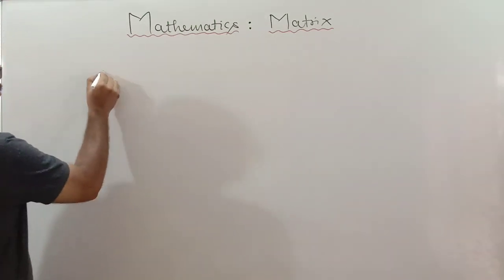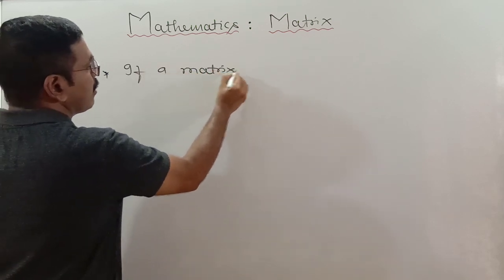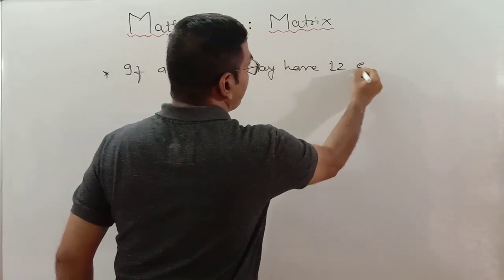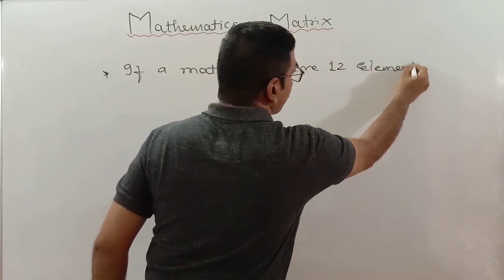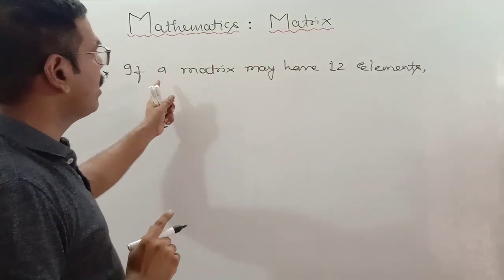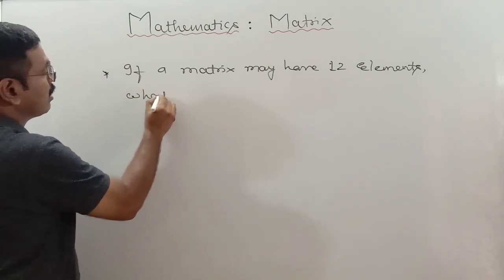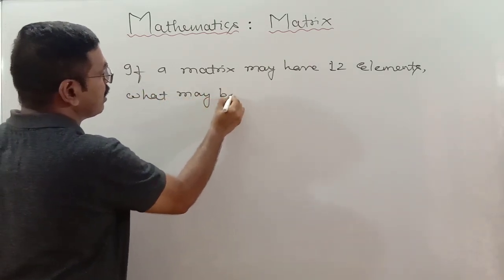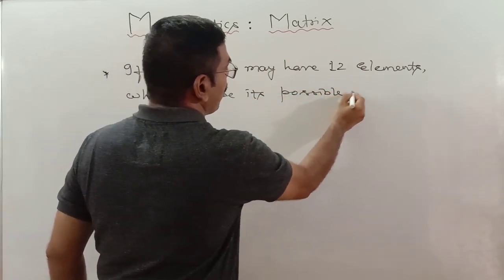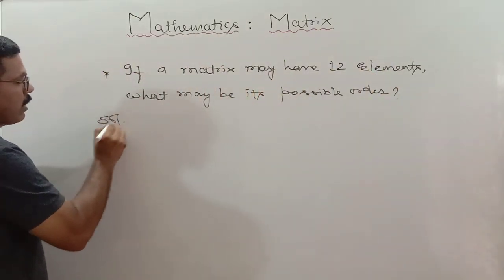See, if a matrix may have 12 elements. Elements means the number of entries it has. If a matrix may have 12 elements, what may be its possible order? बताइए solution है ना.